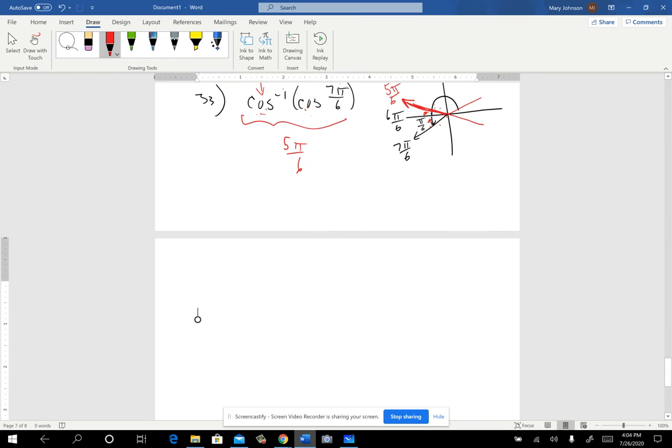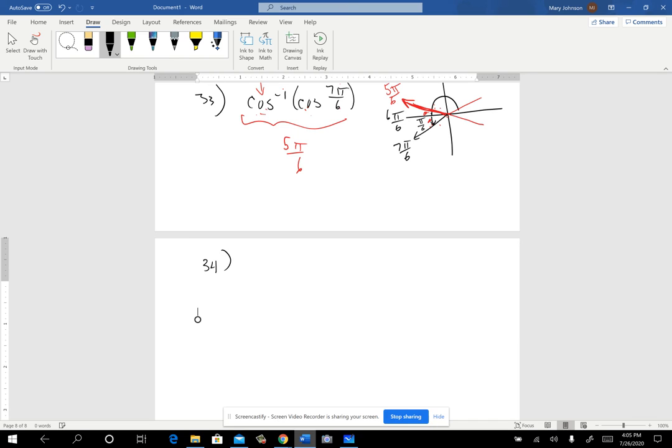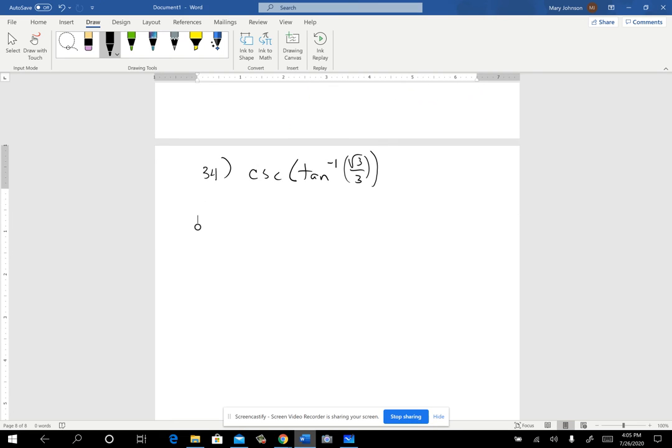All right, let's look at 34. 34 has you use different ones. This time, 34 was doing the cosecant of the tan inverse of square root of 3 over 3. They don't want you just using a unit circle or using your calculator. It says use a sketch to find it. So I wanted to show you what they're talking about there.